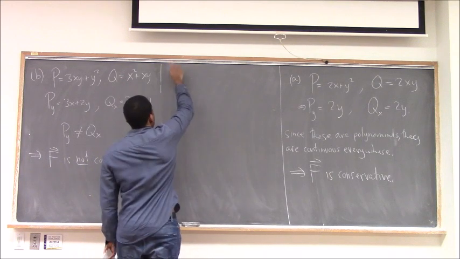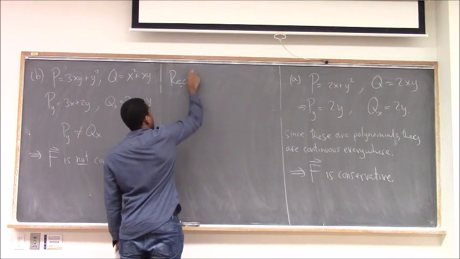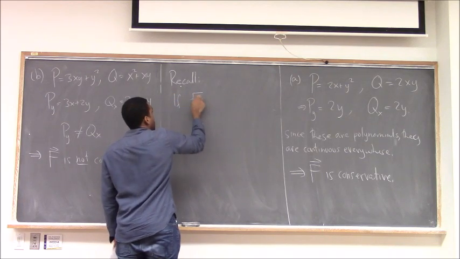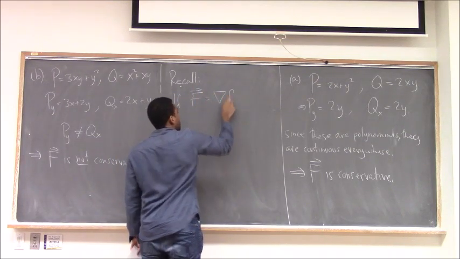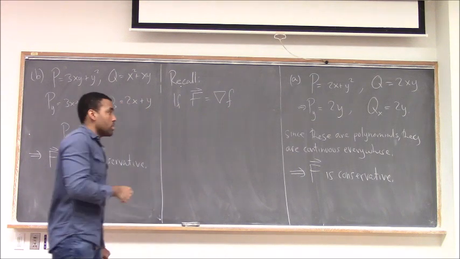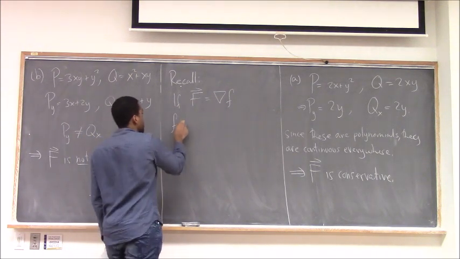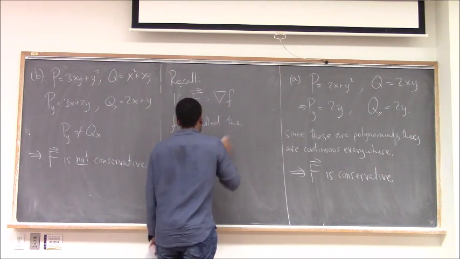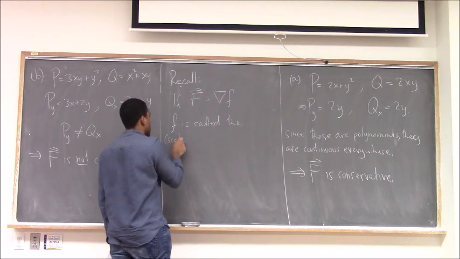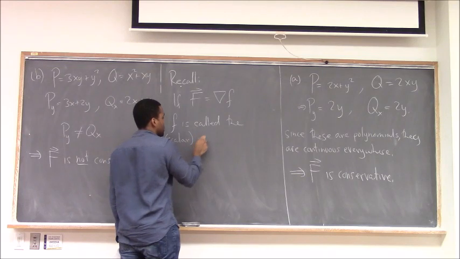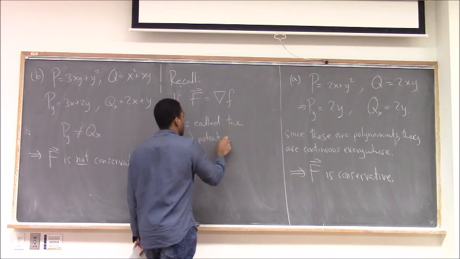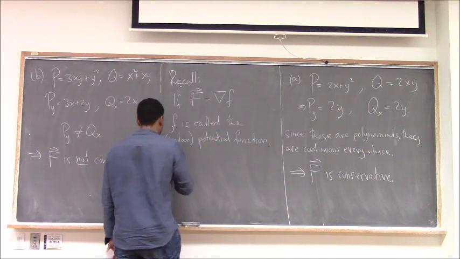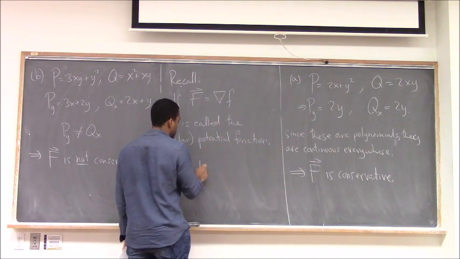So let's recall something I did mention before. If our function f is a gradient field for some function, that function is called the potential function, right? And the question is, how do you find this function?